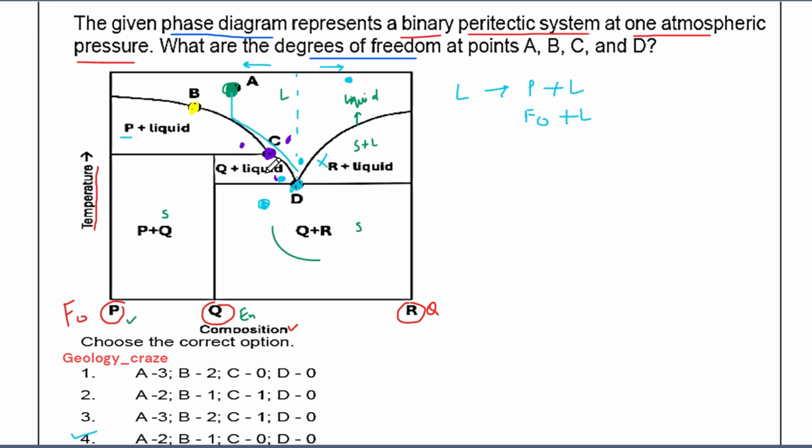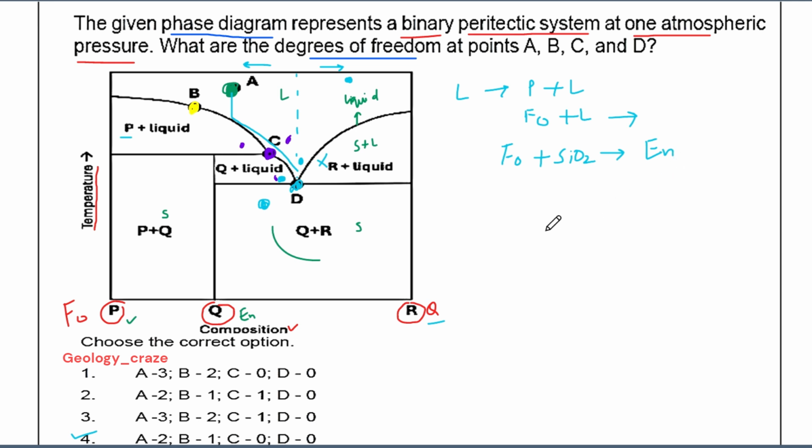So what changes occur after that? This phosphate plus liquid is reacting with the liquid, and in this liquid we have SiO2. So it means the forsterite phosphate plus SiO2 reaction is taking place, and we will get anorthite in this case.